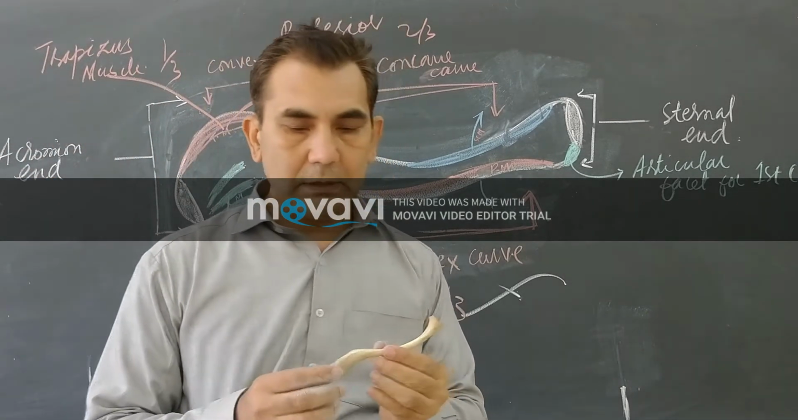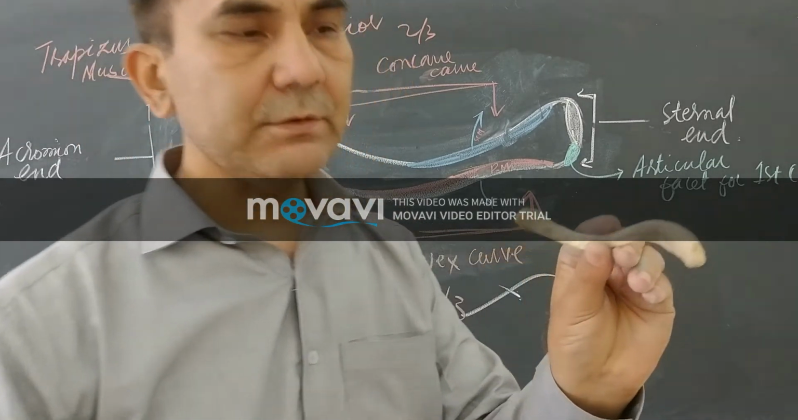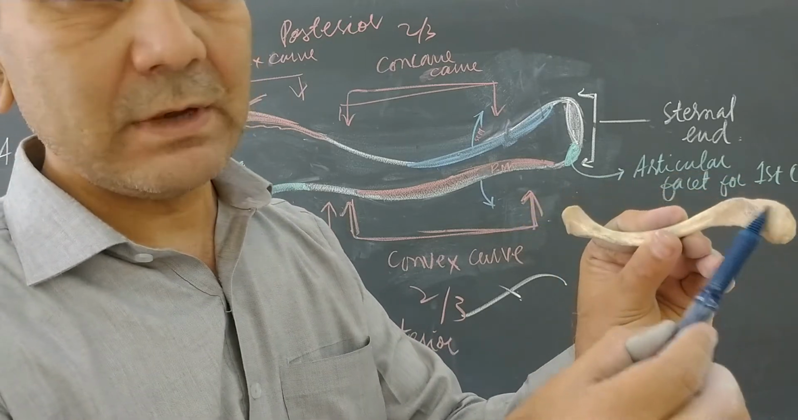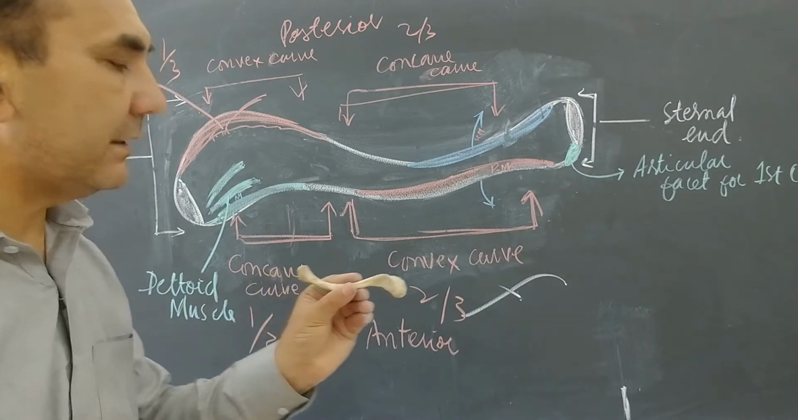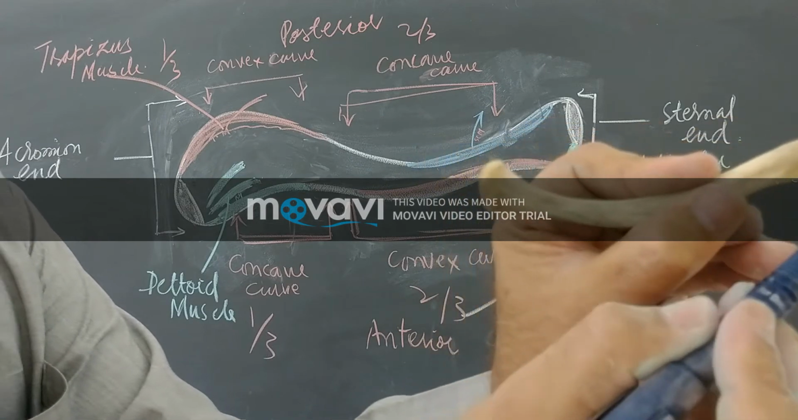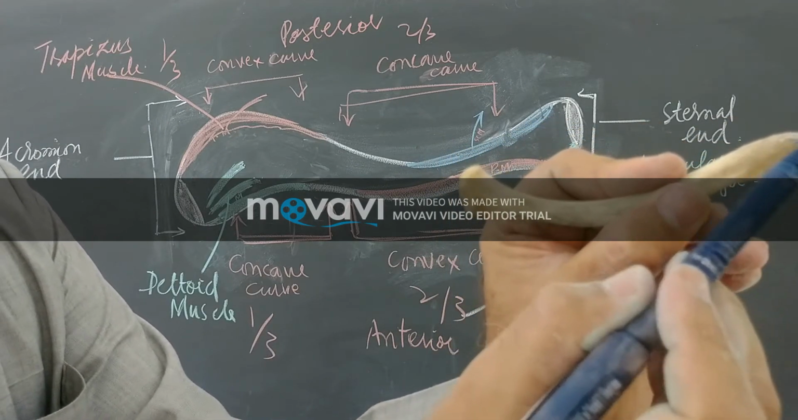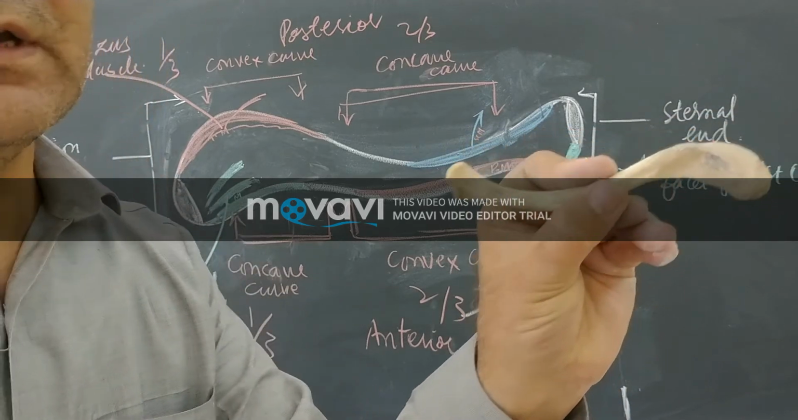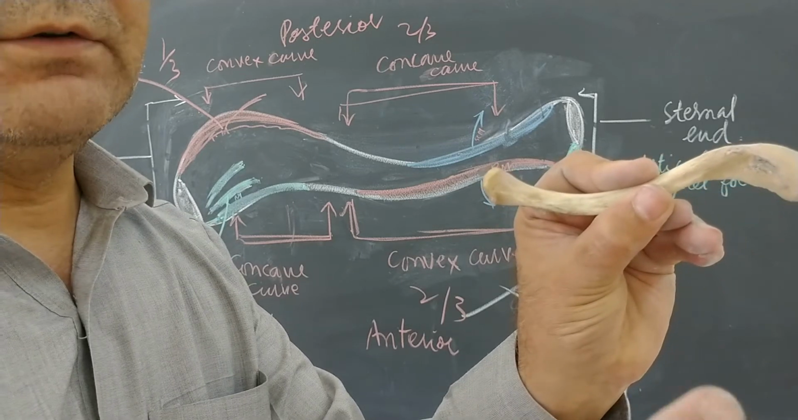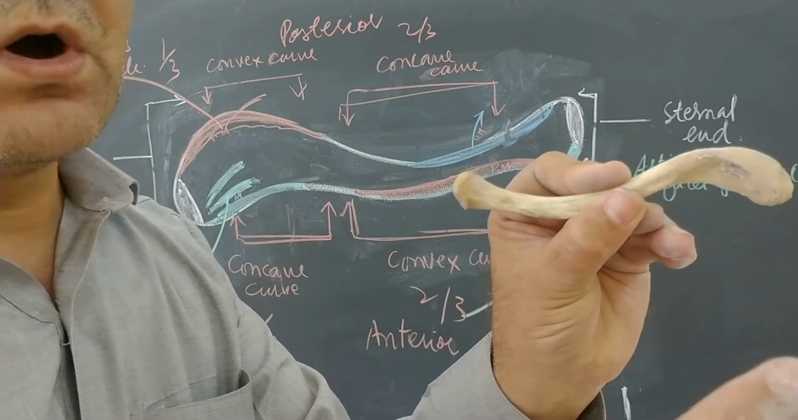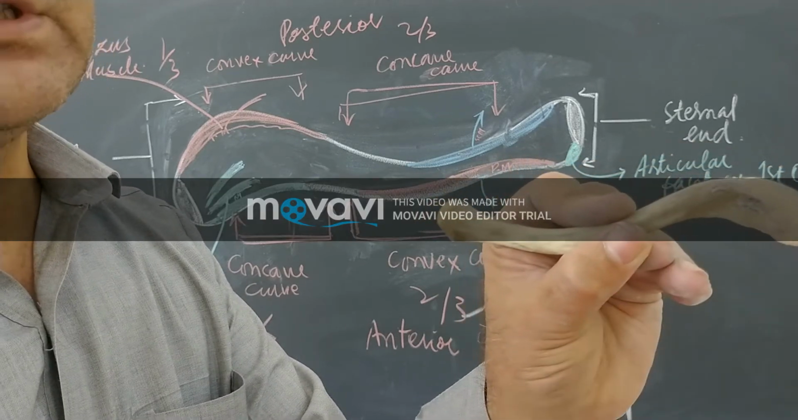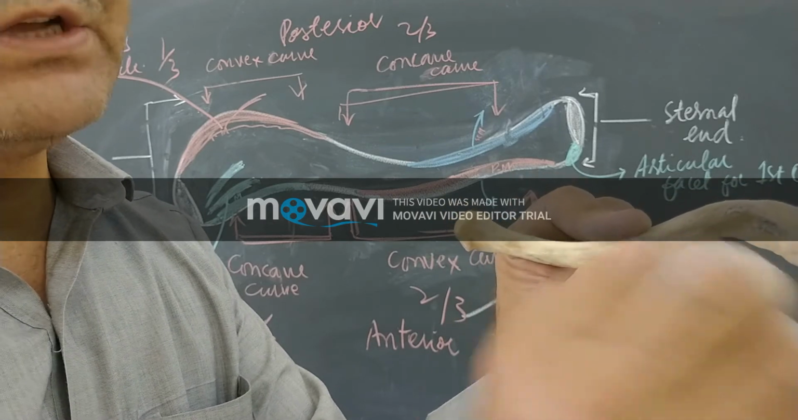Now we will come to the inferior surface. If you see, on the inferior surface there is the trapezoid line, here at the posterior side. And this trapezoid line is for the attachment of the trapezoid ligament, to make the joint stronger with the acromial process of the scapula. The trapezoid ligament is attached over here.